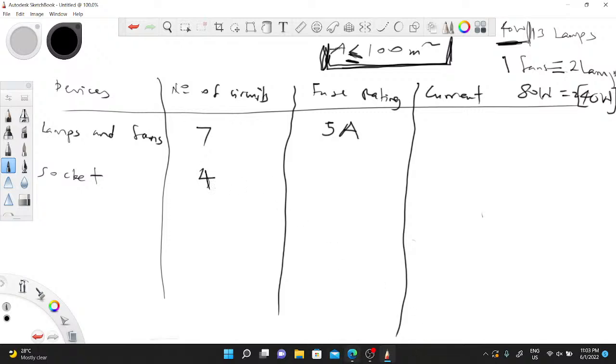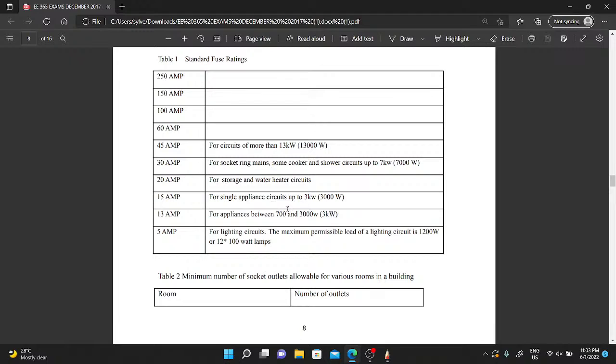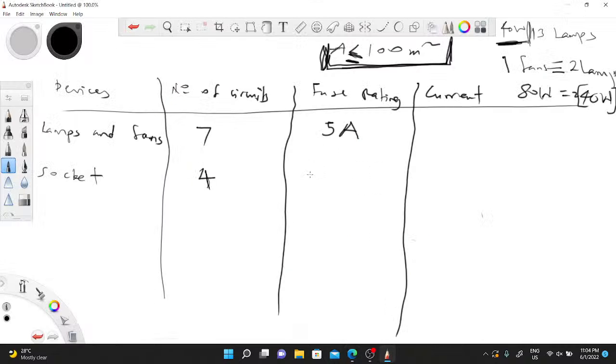The fuse rating used for sockets is 30 amps. So we use 30 amps for the sockets.